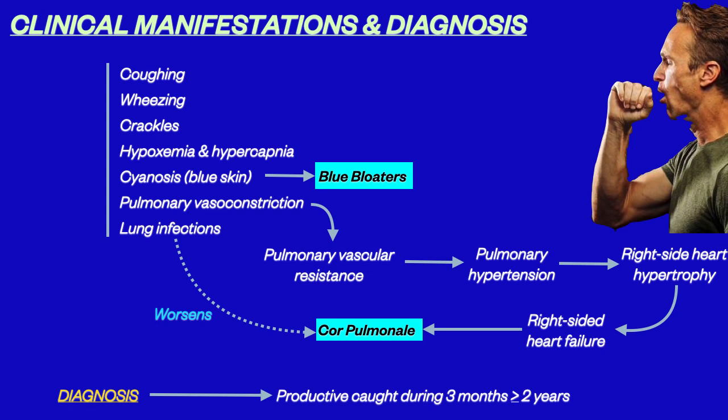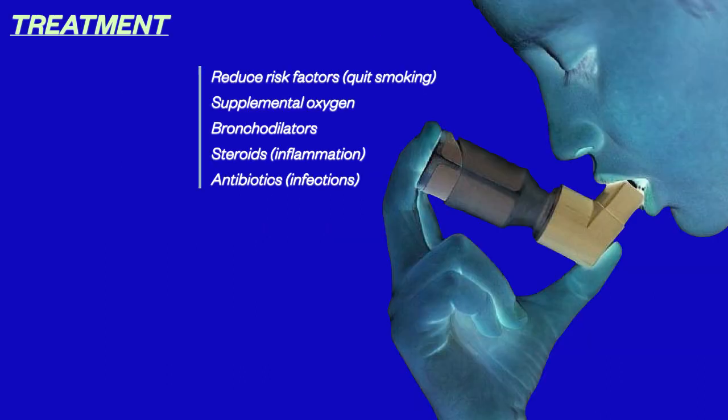Finally, diagnosis of chronic bronchitis is based on clinical manifestations. Basically, a patient that has productive cough for 3 months, for 2 or more years. All right, so treatment of chronic bronchitis largely involves reducing the risk factors, like, for example, stop smoking, but also managing other associated illnesses. Supplemental oxygen, as well as certain medications like bronchodilators, inhaled steroids, and antibiotics to control secondary infections might also be used.